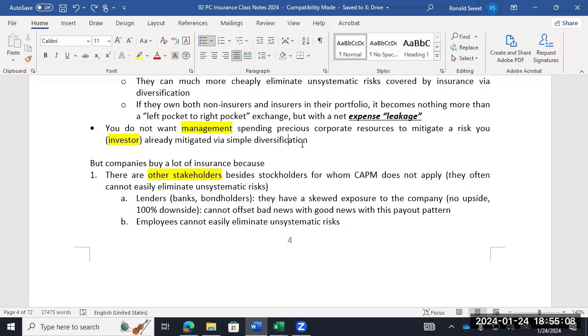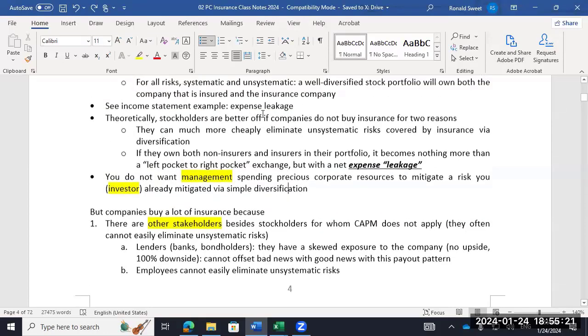That's why I have them highlighted. It doesn't make sense for management to spend these resources since you, the investor, have already eliminated that risk through diversification. All right. Are you saying that it's eliminated because?